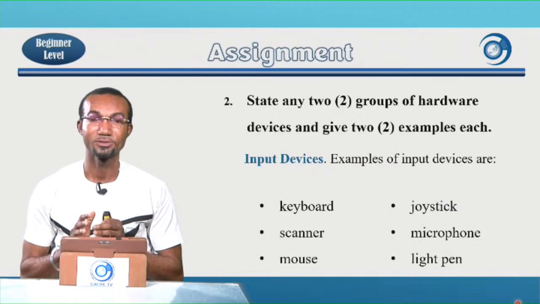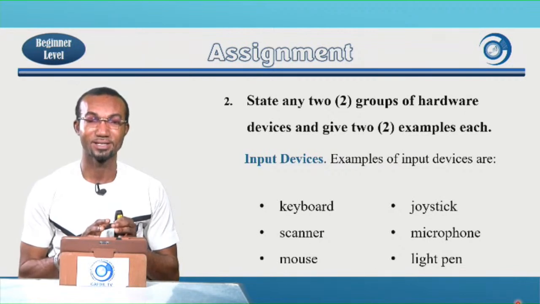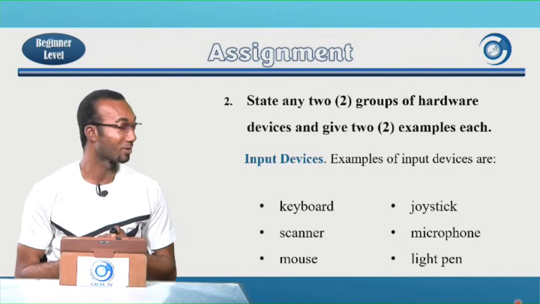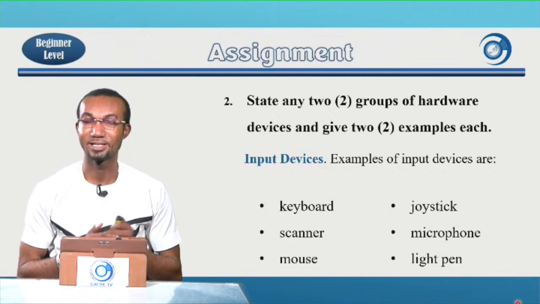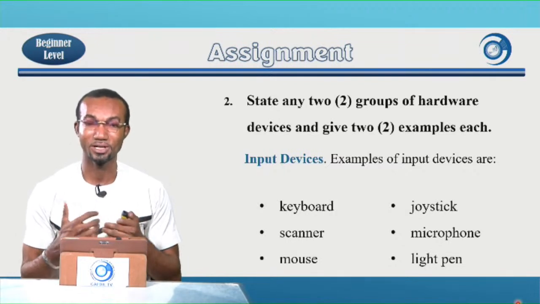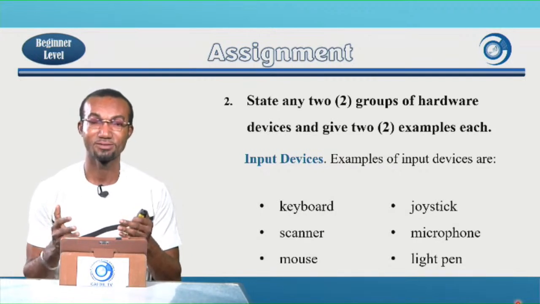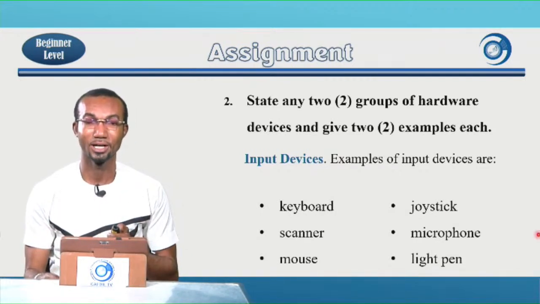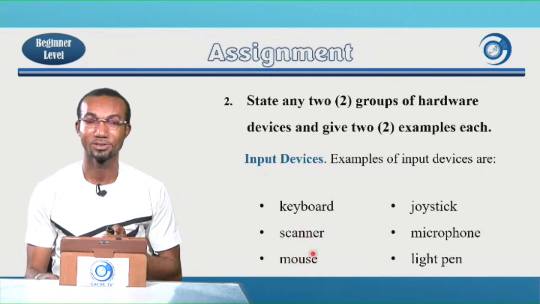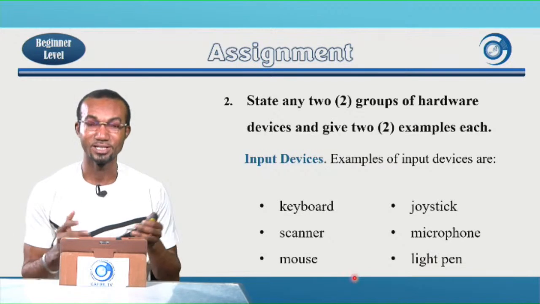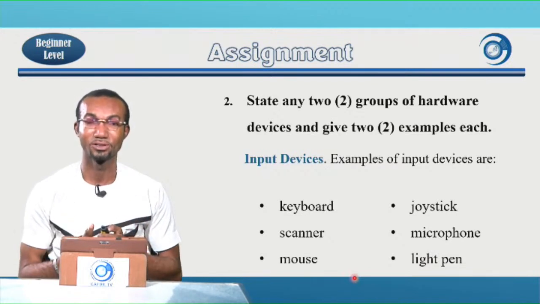Two, state any two groups of hardware devices and give two examples each. So the first one we talked about here is the input devices, and they feed data and commands into the system, and they also help us to interact with the computer system. Some examples of such devices are keyboard, scanner, mouse, joystick, microphone, and light pen. If you wrote any of these answers, or even those that are not here but are correct, then you are right.